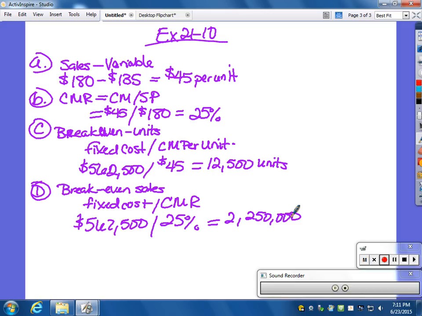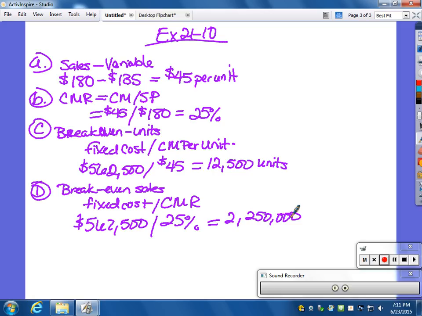562,500 times 25%. Or 0.25. You got 1 million. Calculate it again. 562,500 times 0.25. I'm sorry, not times. Divide. Divided by 0.25. Okay, 2,250,000, okay. Yeah. Okay.